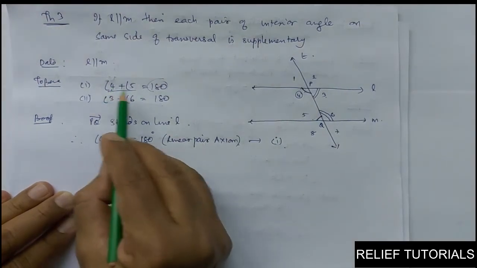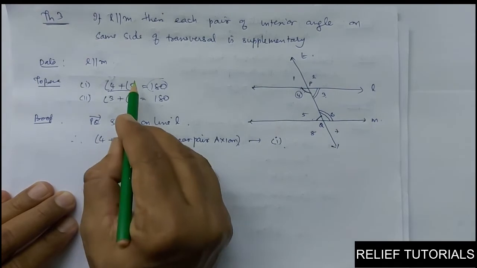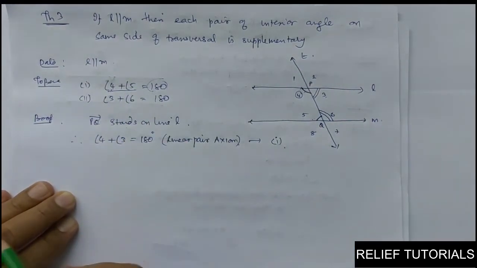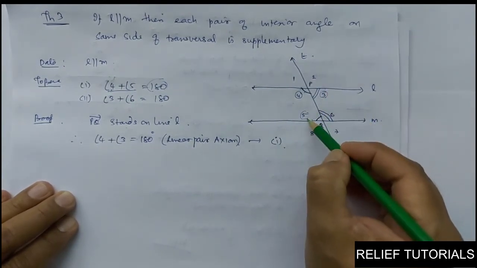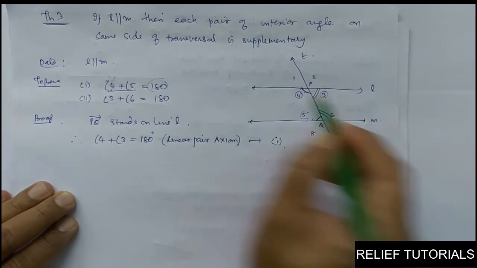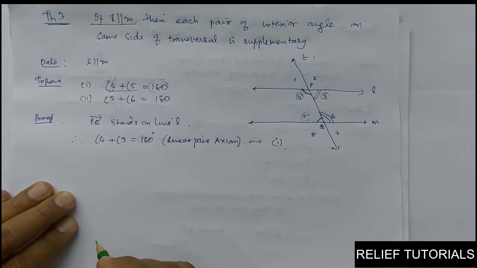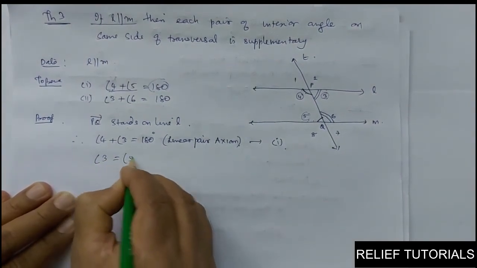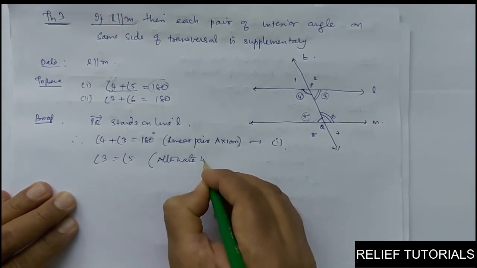Okay, but we want 4 plus 5 equals 180. We got 4 plus 3 equals 180. So in place of 3 we required 5. So we have to check whether 3 and 5 are equal. See, this is 3, this is 5. They are equal. Why? Because they are alternate angles and the lines are parallel. It is given that the lines are parallel. So if lines are parallel, alternate angles are equal. So we can say angle 3 is equal to angle 5. Reason: alternate interior angle.